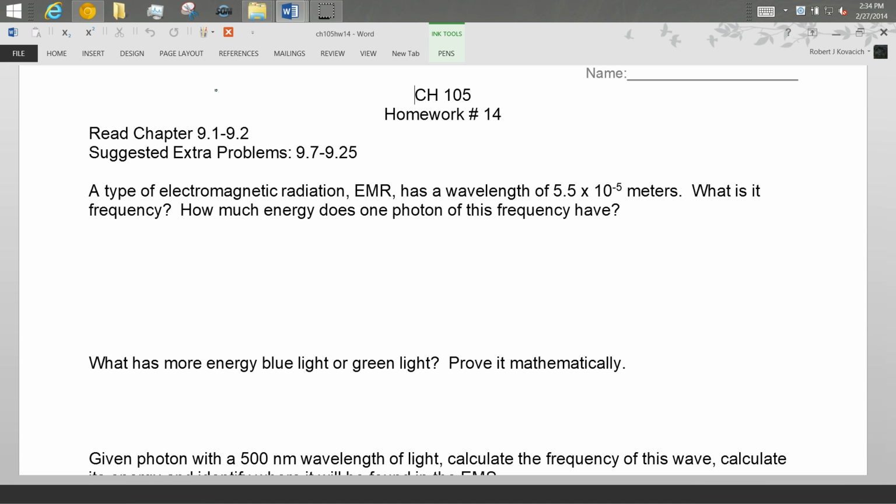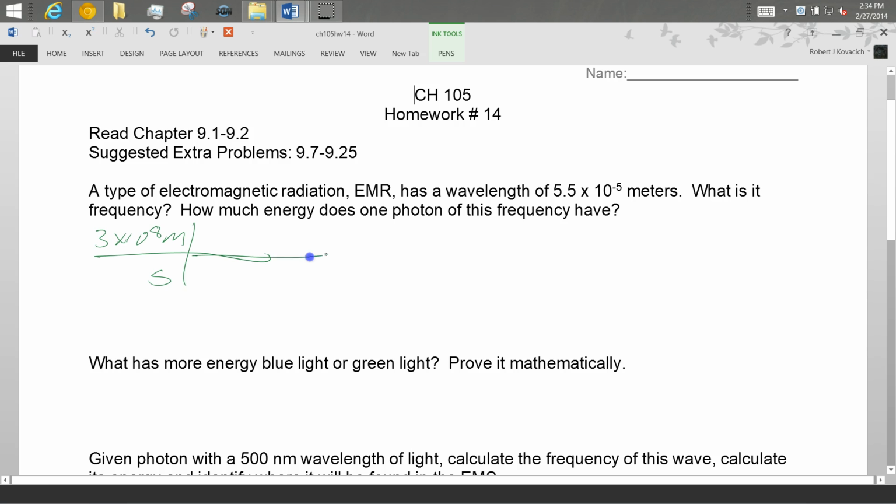So I need seconds, and the way I'm going to get seconds is I'm going to start with 3 times 10 to the 8th meters per second, and then I need to get rid of the meters. So 5.5 times 10 to the negative 5th meters, and then my meter units cancel out. I get 1 over seconds, and so I have a frequency. And what is it? 5.45 times 10 to the 14th.